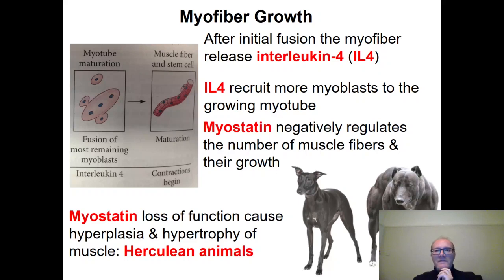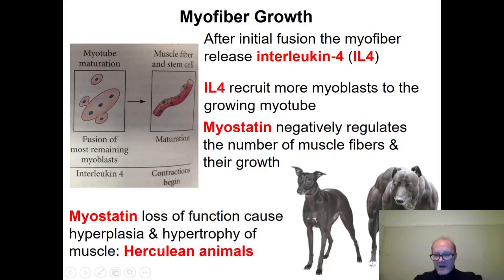We can find in agriculture, for instance, myostatin loss of function mutants. So some animals do not express myostatin or express very low levels of myostatin, and therefore their muscle fibers grow exponentially. They have what is called hyperplasia and hypertrophy of the muscle. They become what is called Herculean animals. This is a nice example of Herculean animals.